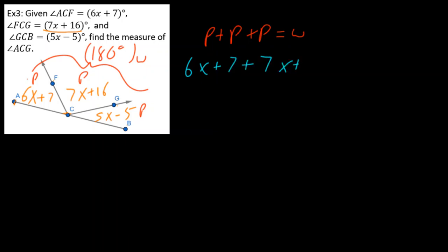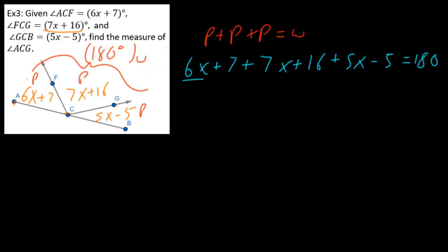So in this case, what we're really saying is, okay, well, we have a part, we have a part, we have a part, and here we have a whole. And so we'd actually use the formula part plus part equals whole. It doesn't matter how many parts we have, so long as we add them all up. Okay, so what's this look like? Well, 6x plus 7 plus 7x plus 16 plus 5x minus 5 is equal to 180.